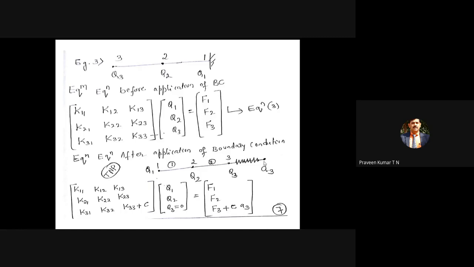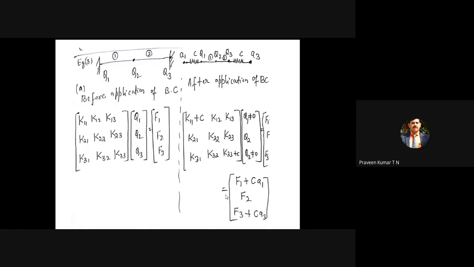So as you are applying the boundary condition at node 3, you have to update or modify the K33 value. The original value is K33. Now the updated value is K33 plus C. You have applied the boundary condition at node 3, so you have to change the third row of the force vector. The original value is F3. It is changed to F3 plus C A3.